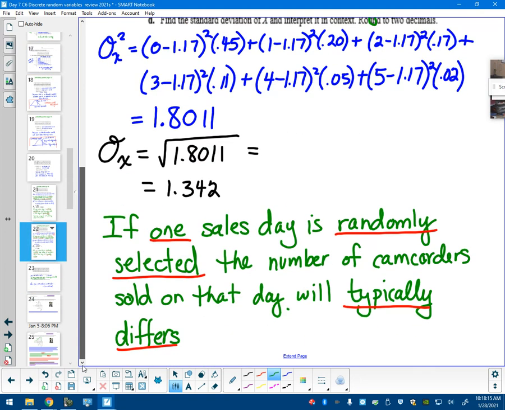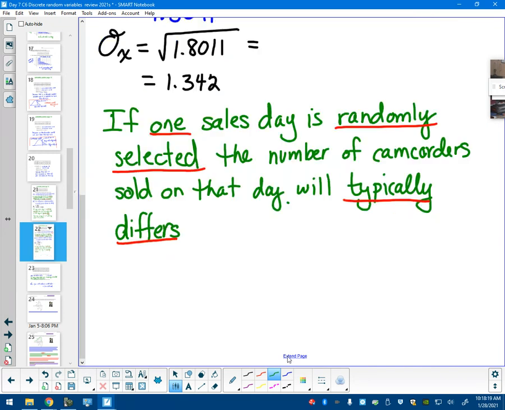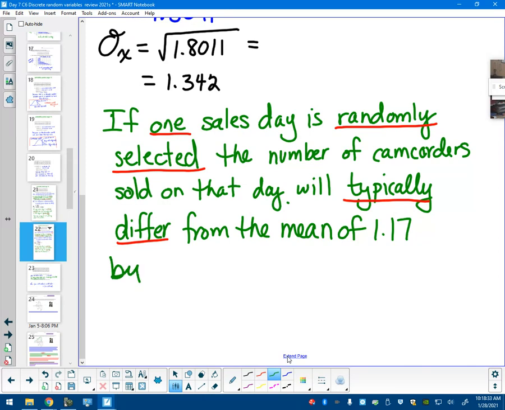Okay, so where am I? Well, typically, that's where I am. It will typically differ from the mean of 1.17 by 1.34 units, machines, camcorders. When I say units, I don't mean generic units. I mean like this machine is a unit.